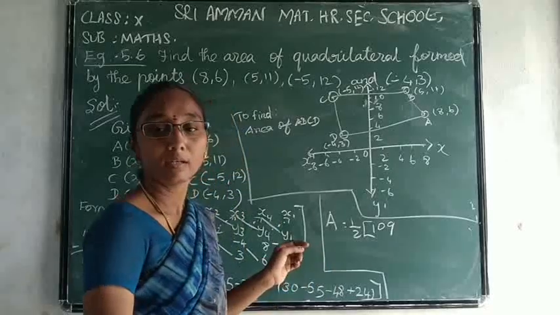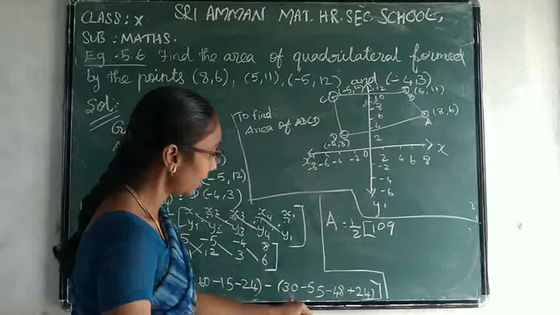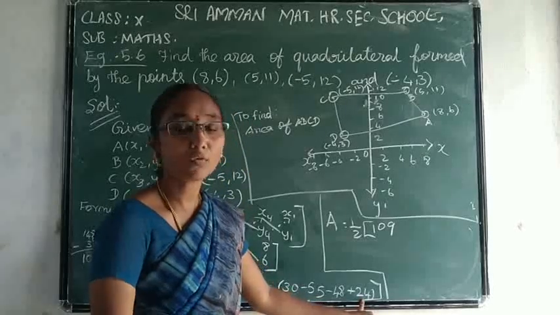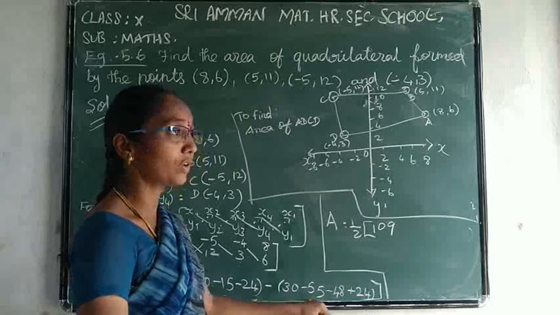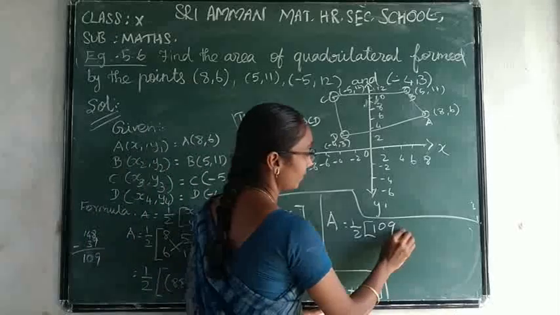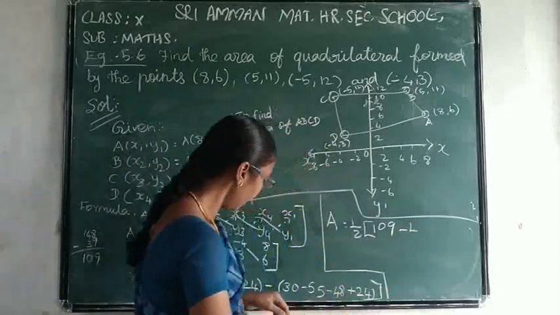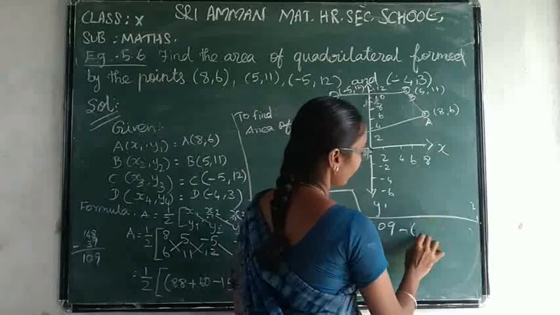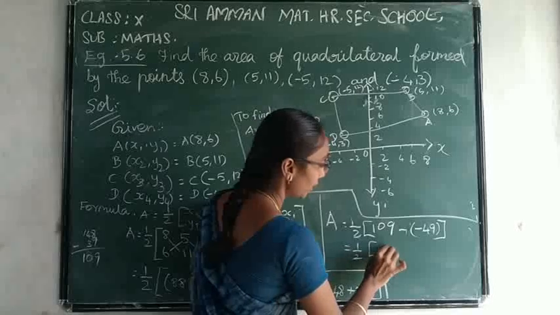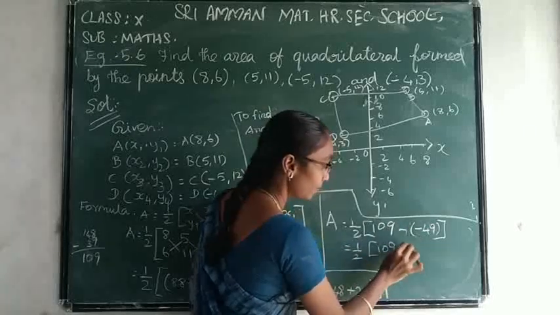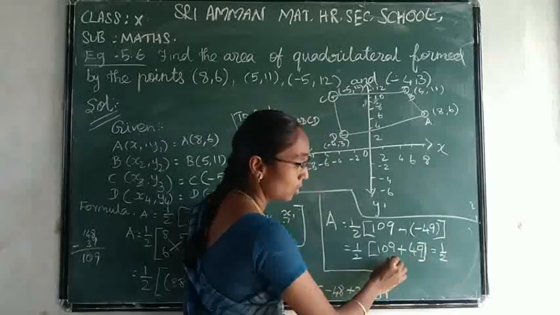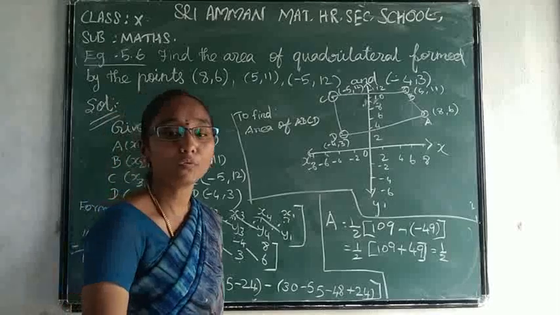Okay, 109. Now 30 plus 24. What is this? 30 plus 24, 54. 54 minus 55, minus 1. Minus 1 minus 48, minus 49. Already in this place, minus. So half into 109 minus into minus 49 equal to half into 109 plus 49, 158.